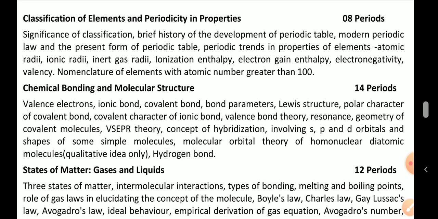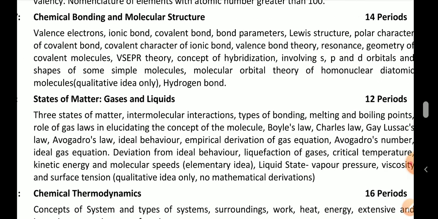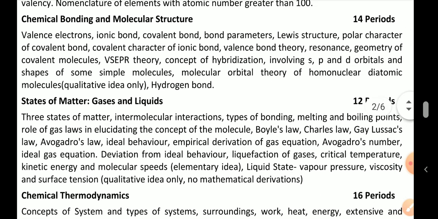Now come to the 4th unit, that is chemical bonding and molecular structure. As the name suggests, you will understand the types of bonds that exist between the elements. You will study what is valence electron, ionic bond, covalent bond, bond parameters, Lewis structure, polar character, and so on. Hybridization involving s, p and d orbitals.